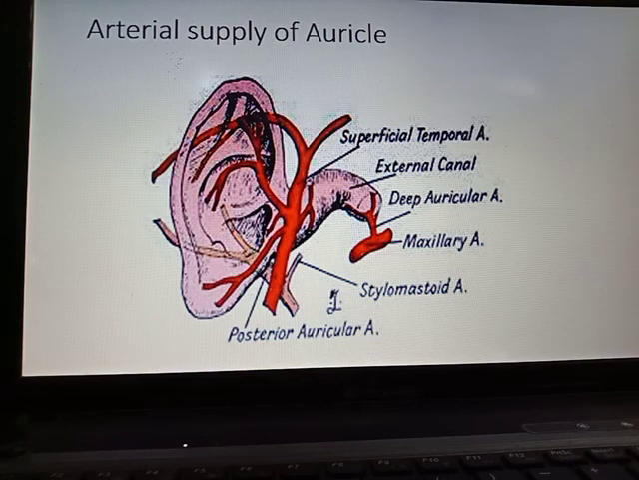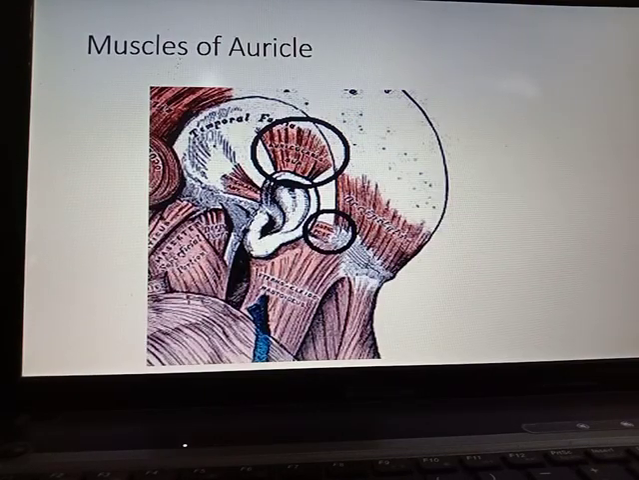Then come to the cartilage. The cartilage is a single piece of elastic fibrocartilage with eminences and depressions. It is covered by thick skin without any subcutaneous tissue.